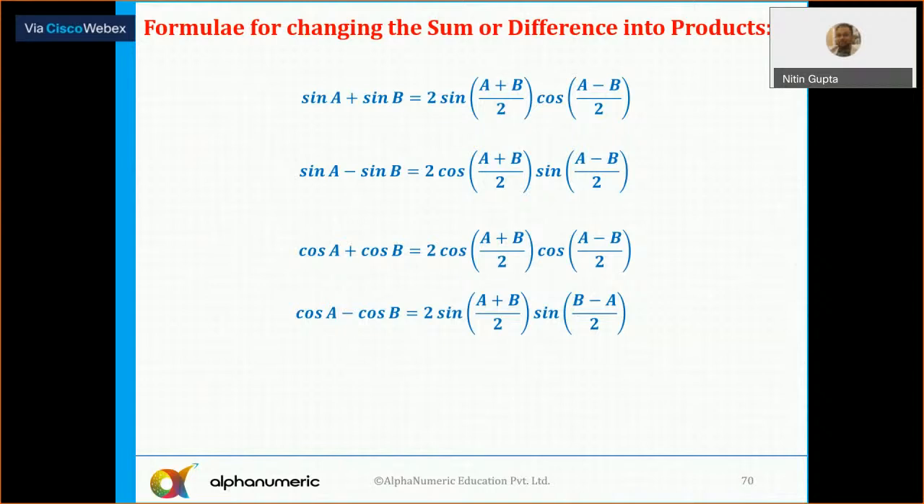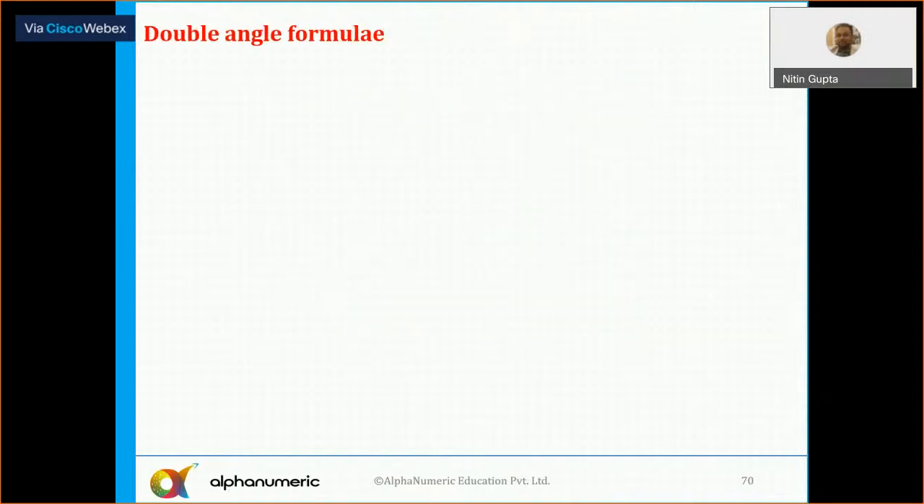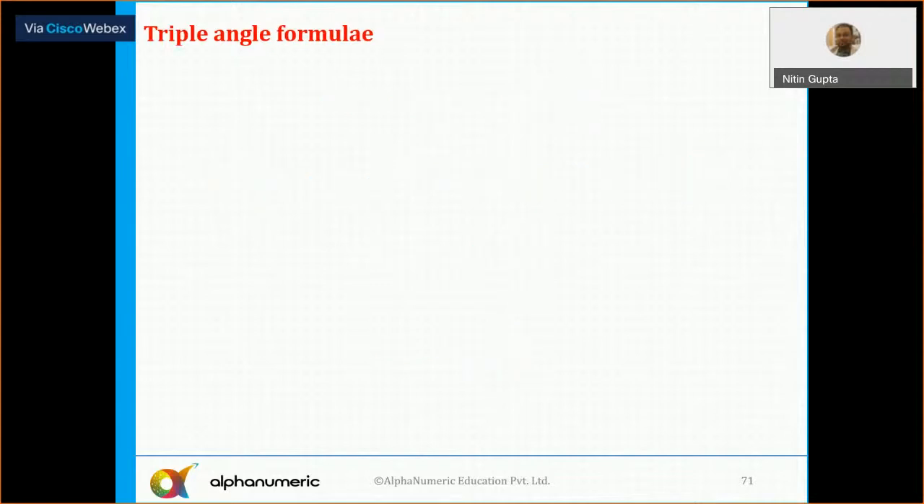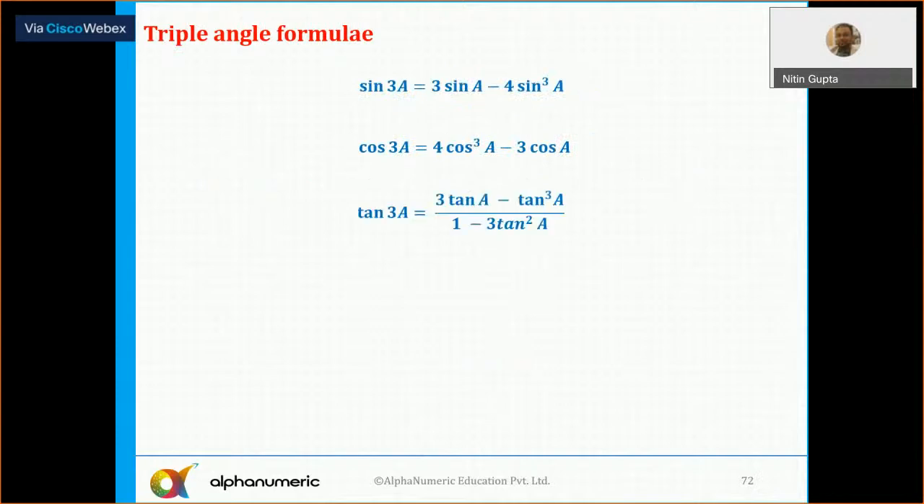Okay. So let's move to the next slide. Double angle formula: cos 2a, tan 2a, cot 2a, and sin 2a. If you want, you can note it all down in one page. Then triple angle formula: sin 3a, cos 3a, and tan 3a.